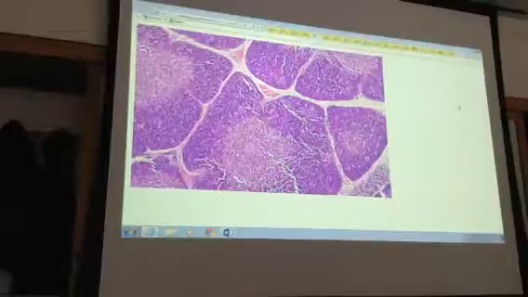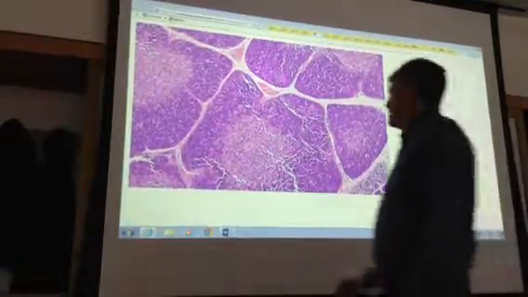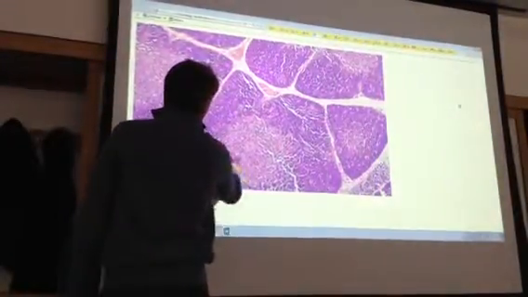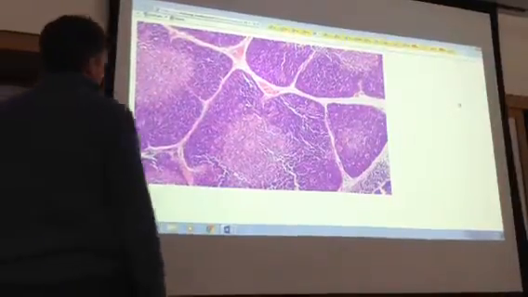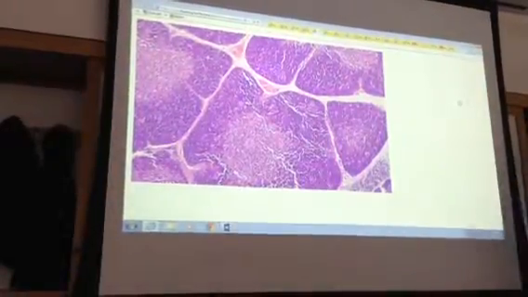Okay. Here's a little bit closer magnification. You can see some of these little things that you see around in here. Those would be thymic globules. Let me go up still a little bit closer than that.